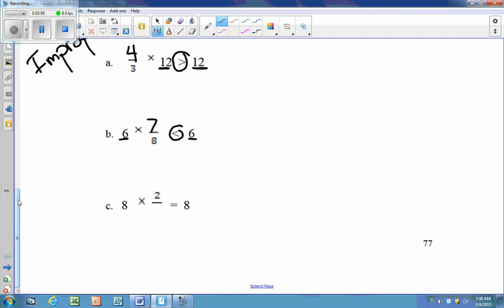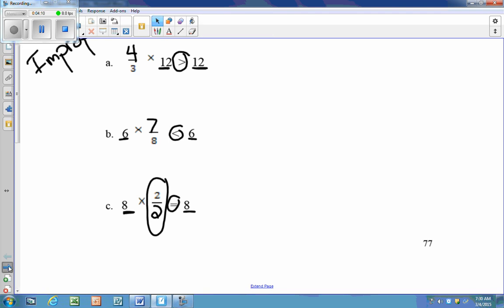And then down on this section, this time I want it to equal 8. To equal 8, it has to be equal to 1. And in order to make this fraction equal to 1, there's a 2 on the top. I must have a 2 on the bottom, because to be equal to 1, you must have the same number in the numerator and the denominator.